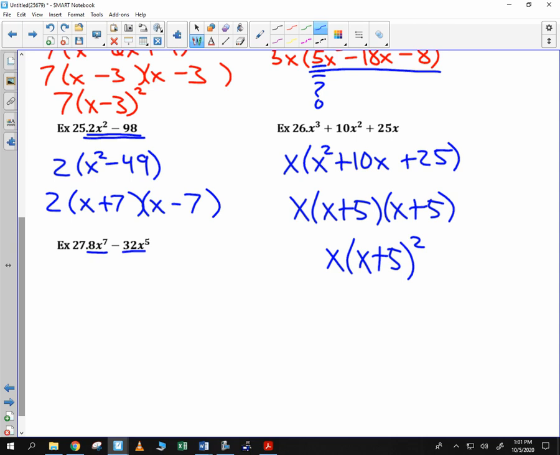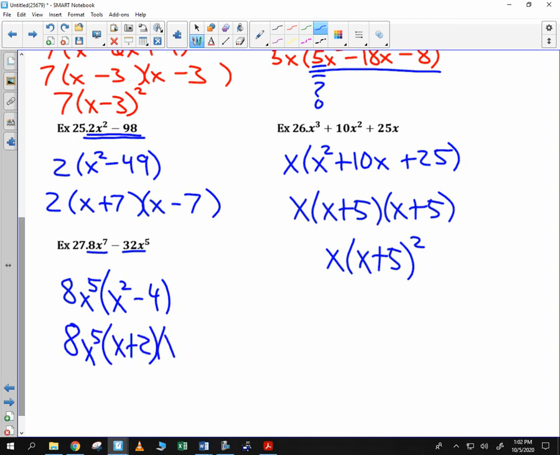Common factor, 8x to the 5th. When we take out an 8x to the 5th, you're left with x squared minus 4. 8x to the 5th times x plus 2, x minus 2. And there we have it. That's a nice review of factoring.